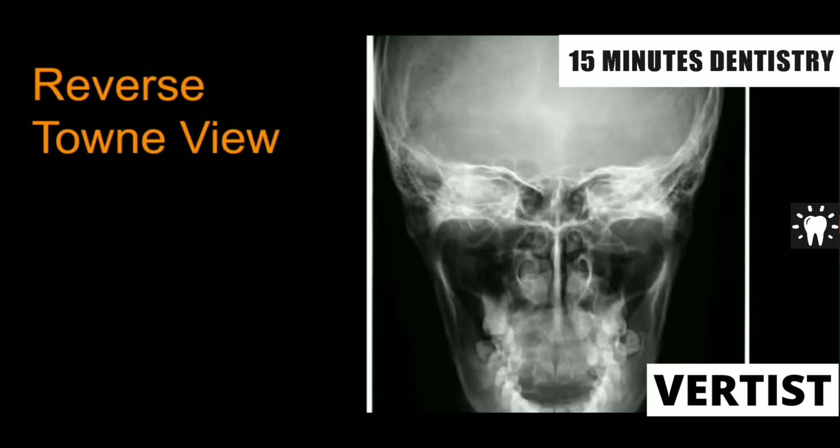This will always be asked in the viva. If there is a subcondylar fracture, which radiograph will you prefer? The subcondylar region can be seen in an OPG, it can be seen in a reverse Towne's, or it can be seen in the various TM joint radiographs which are there.